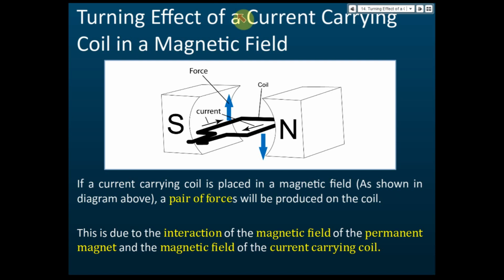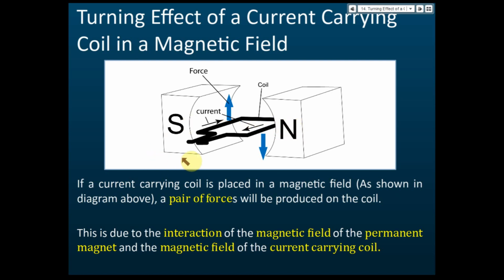Turning effect of a current carrying coil in a magnetic field. This is a magnet. Again, there are two magnets. This one is a north pole and this is a south pole. So between these two magnets, there is a magnetic field. This magnetic field flows from the north pole to the south pole.